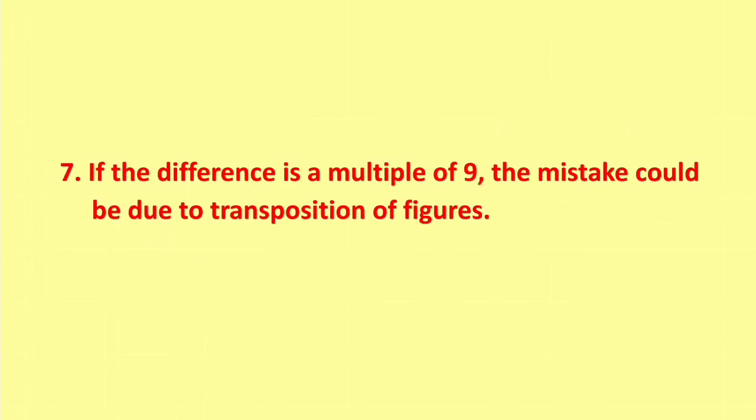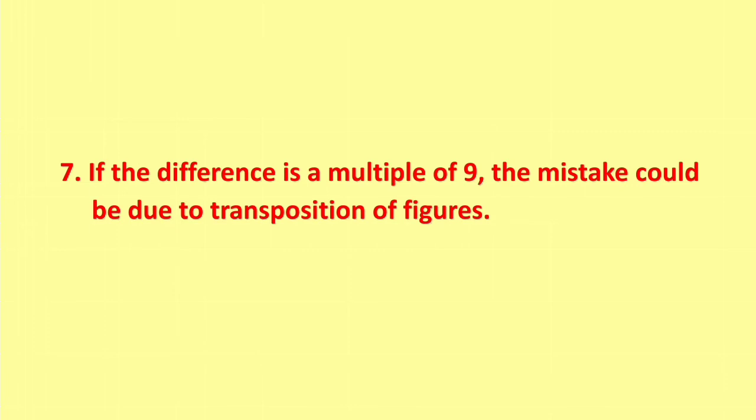Okay. Now the next point, if the difference is a multiple of 9. If the difference between the totals of the debit column and credit column of a trial balance is divisible by 9, then the error could be due to transposition of figures. Transposition of figures means, if instead of writing 743, we write 347, it is transposition of figures. Then, if the difference is a multiple of 9, the accountant should check for transposition errors. Okay. These are the steps to locate errors.